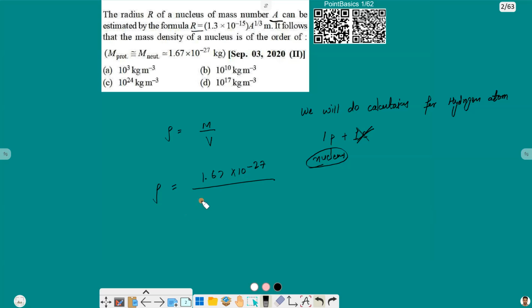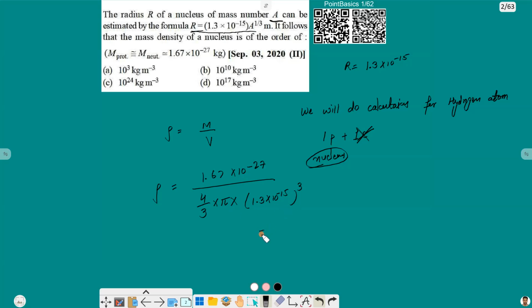Now coming to the volume, assuming that the nucleus is a spherical body, its volume will be 4 by 3 into pi into radius cubed. The radius of the hydrogen nucleus we get using this formula. If we substitute A, the mass number, equal to 1, then the radius comes out to be 1.3 Fermi, or 1.3 into 10 to the power minus 15. So this is 1.3 into 10 raised to the power minus 15, cubed.